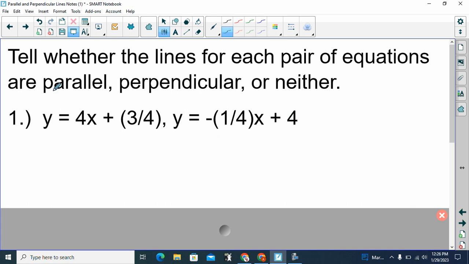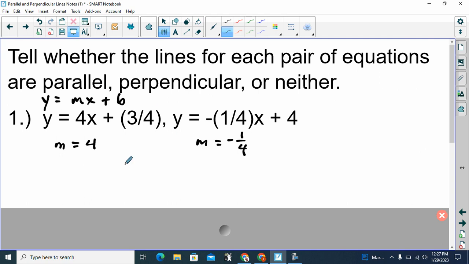Remember, we're thinking through y equals mx plus b. M is slope. So the thing next to the x is the slope. So this first line has a slope of 4. And this line has a slope of -1/4.